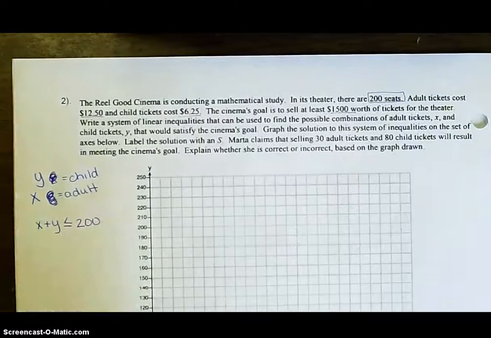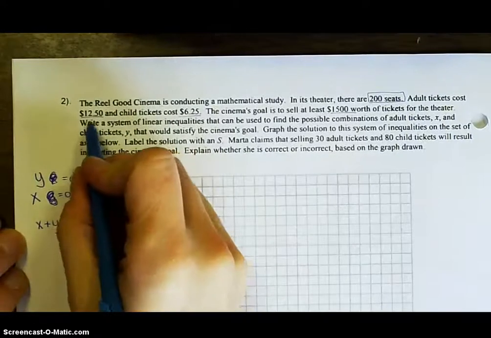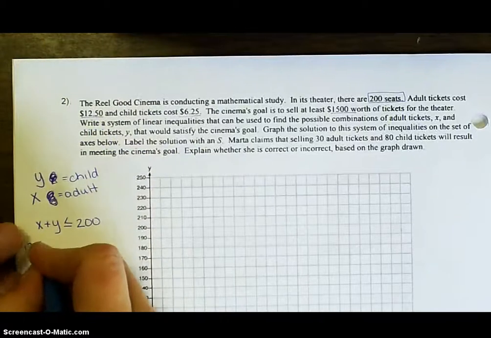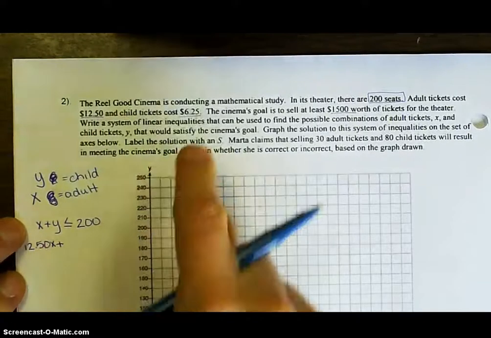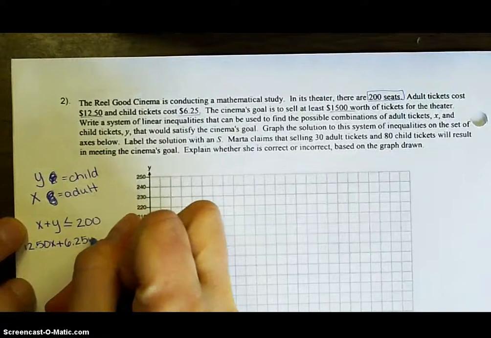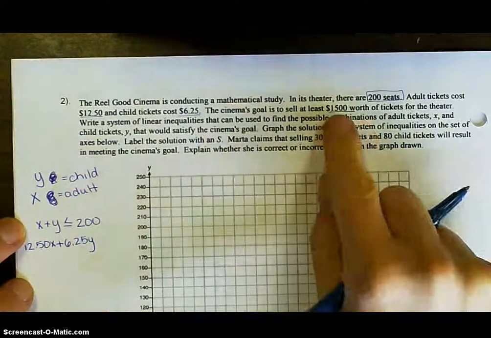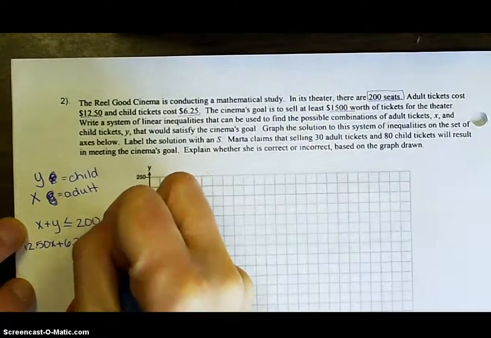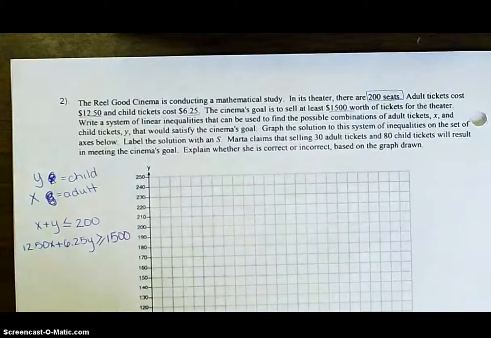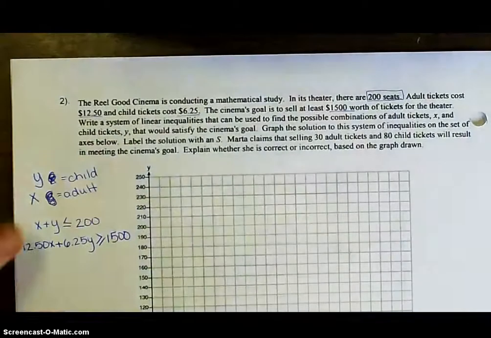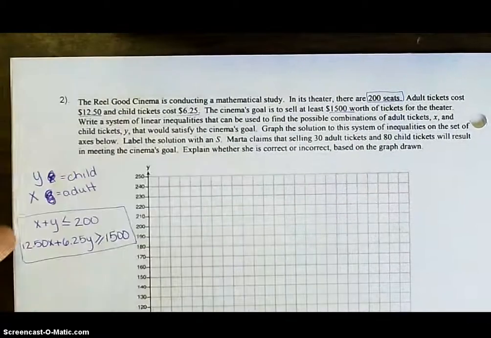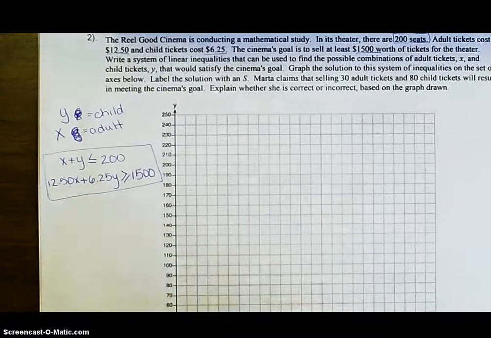But our second equation, it's very important because $12.50 is adult, that has to go with our X. Our child's tickets has to be with the Y. And we want to sell at least, that means we want to sell more than or equal to $1,500. All right. So now we've done the first part of the problem, which was to write a system. So now that we have our system, now we want to graph it.